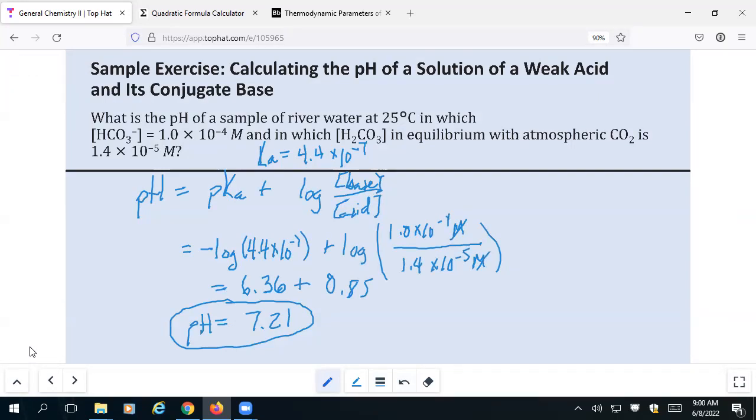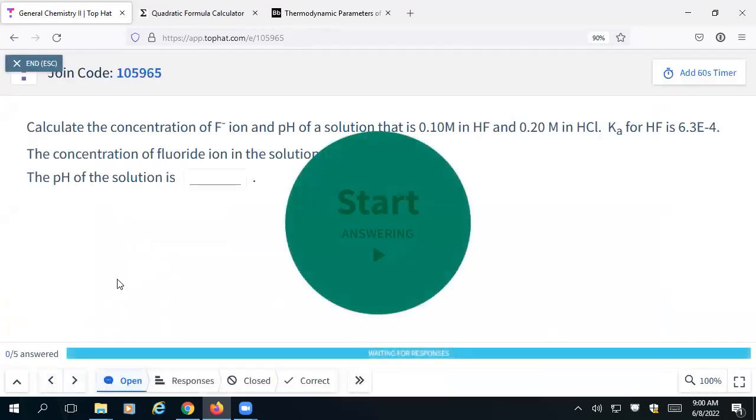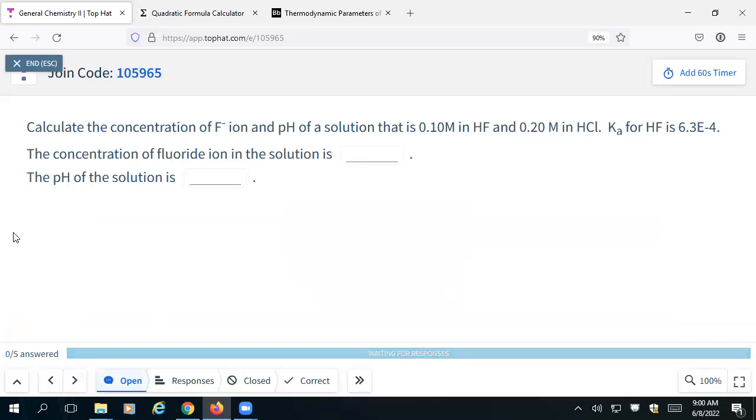All right, any questions with this example? All right, I want you to try this one then.